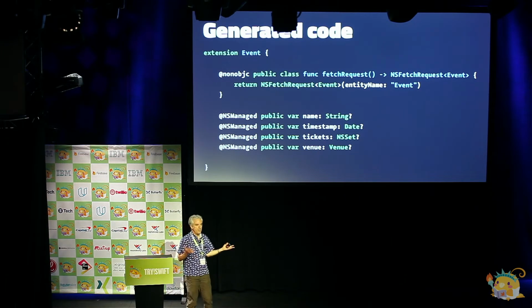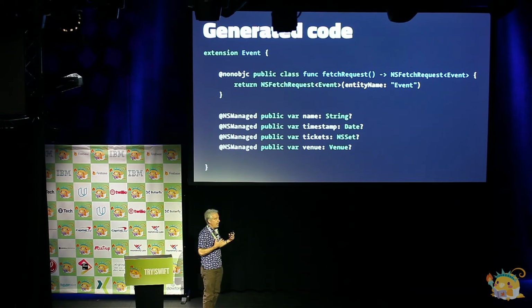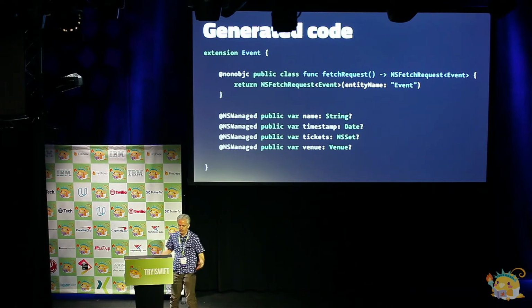Whether this is good enough depends on what your model looks like. The first thing that I don't like seeing here is that the tickets relationship is that generic NSSet that I was talking about. And Xcode and core data just don't know how to do anything better with that.